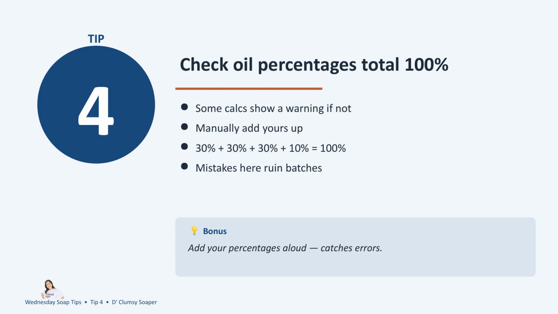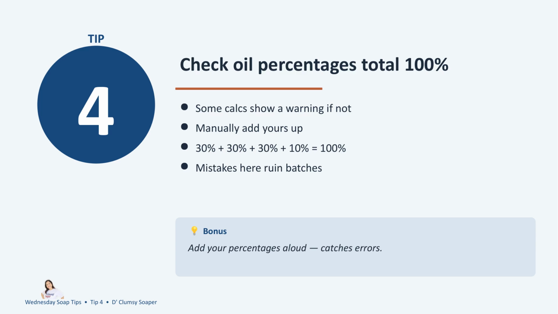Here is a simple one, but do not let that fool you. It catches out even experienced soapers. When you enter your oils into a lye calculator, every oil gets a percentage of your total oil weight. Those percentages must add up to exactly 100%. Not 99, not 101, exactly 100. Some calculators will flag a warning if your numbers are off, but not all of them do, so you cannot rely on that safety net.